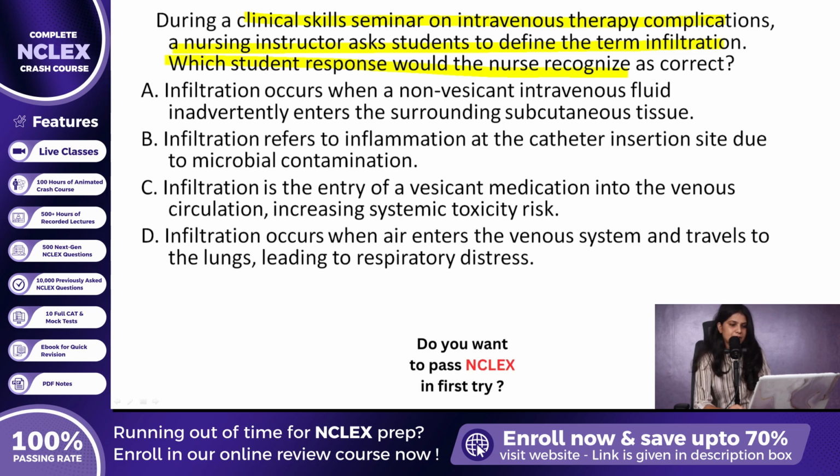Option A: infiltration occurs when a non-vesicant intravenous fluid inadvertently enters the surrounding subcutaneous tissue. Option B: infiltration refers to inflammation at the catheter insertion site due to microbial contamination. Option C: infiltration is the entry of a vesicant medication into the venous circulation, increasing systemic toxicity risk. Option D: infiltration occurs when air enters the venous system and travels to the lungs, leading to respiratory distress.